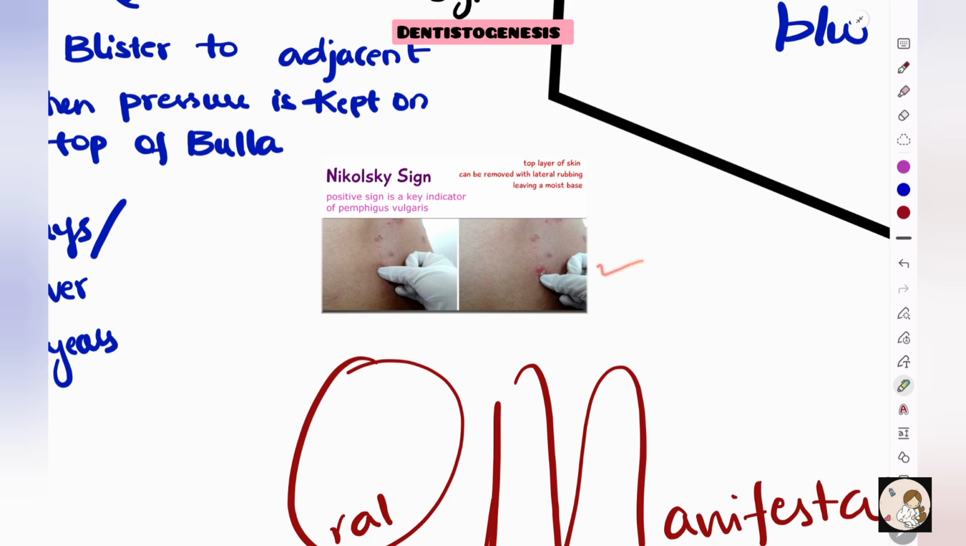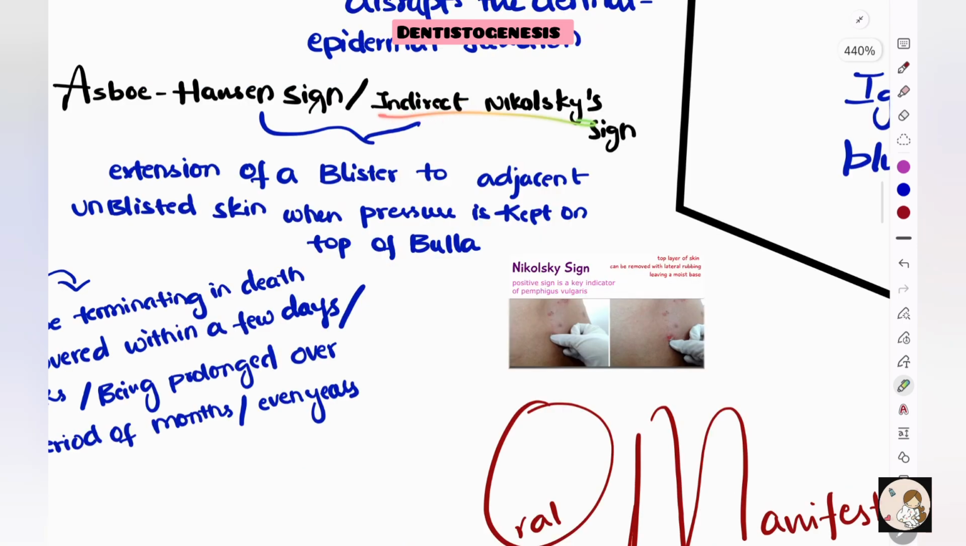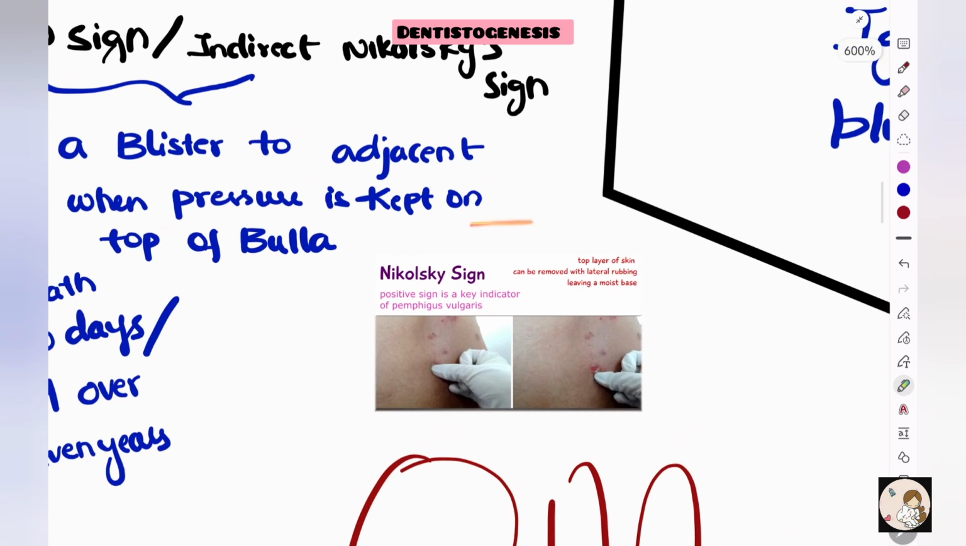Now this is not seen in pemphigoid, but there is an indirect Nikolsky sign. So here this is the skin and this is a blister. When lateral pressure is applied, this bulla is displaced to here. So the blister displaces to the adjacent side when the lateral pressure is applied.